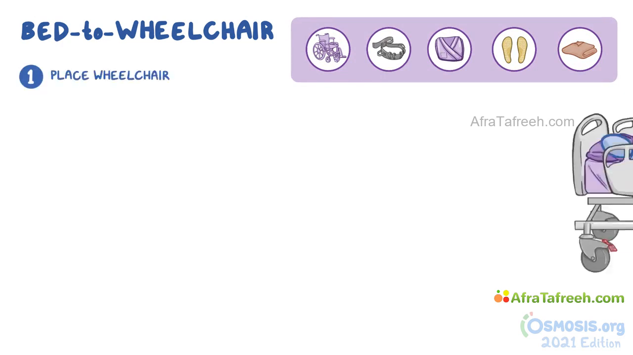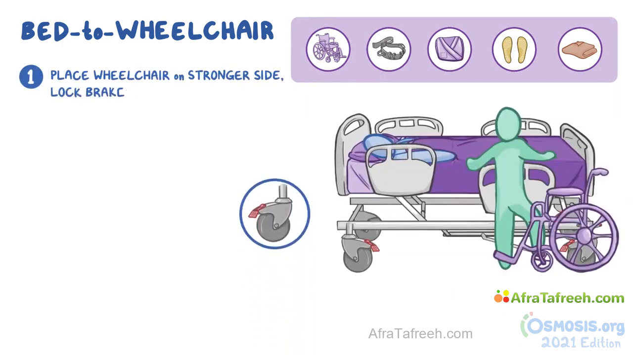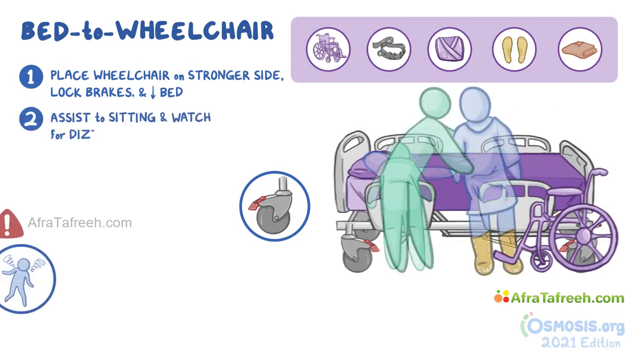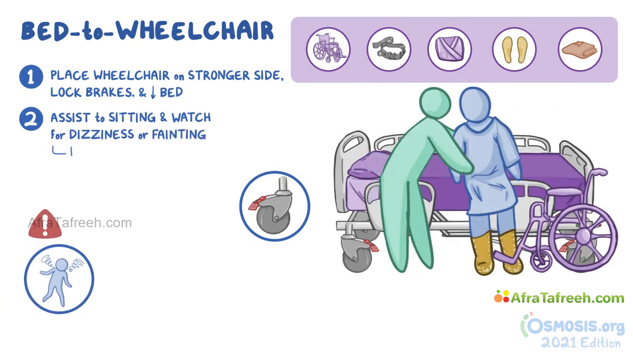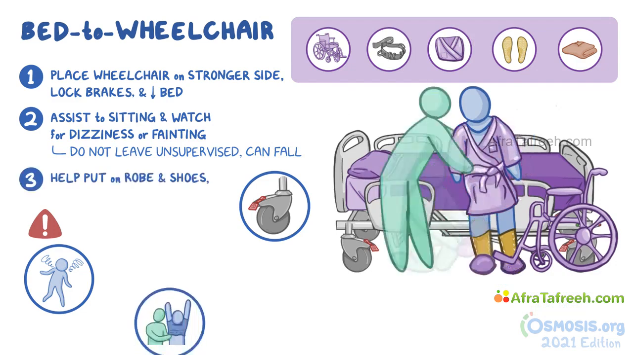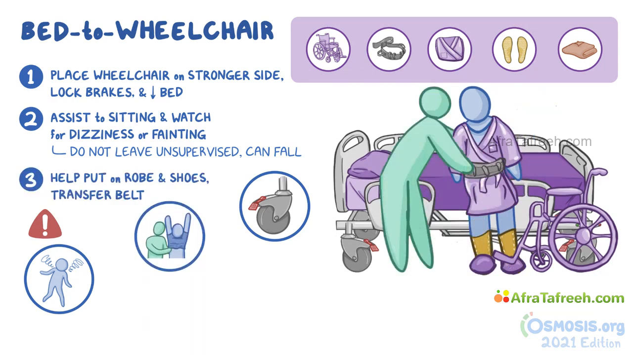Place the wheelchair on the client's stronger side, lock the brakes, and lower the bed to its lowest position. Assist your client to a sitting position and watch for signs of dizziness or fainting. Do not leave clients unsupervised in this position because they can fall off the bed. Make sure that the person's feet are flat on the floor and their hands are holding the edge of the bed. Help them put on a robe and shoes, and finally, apply the transfer belt.